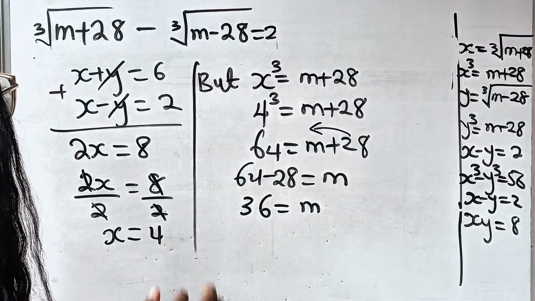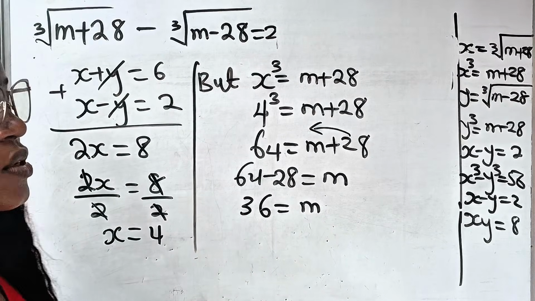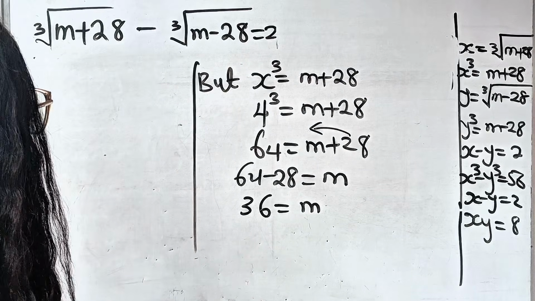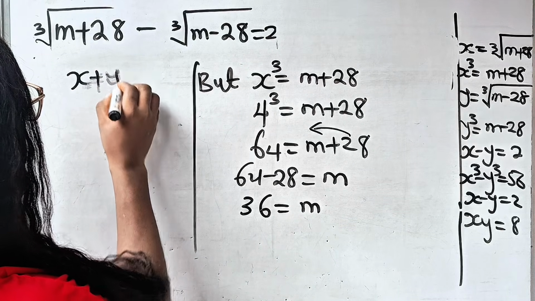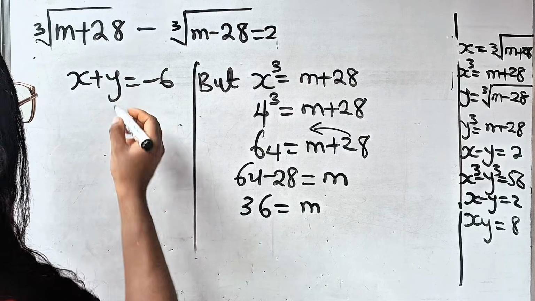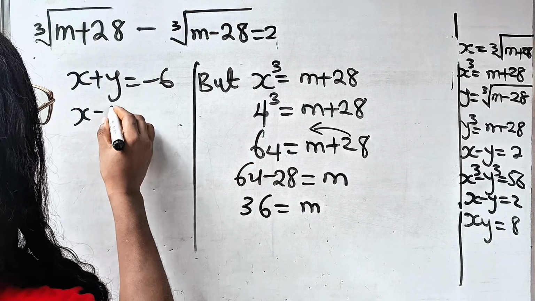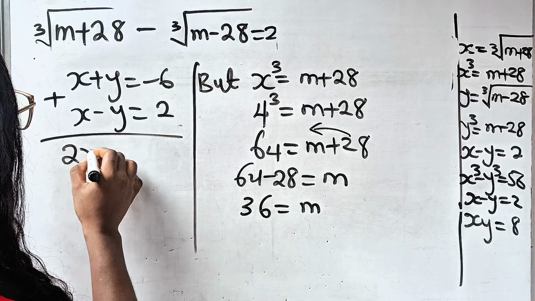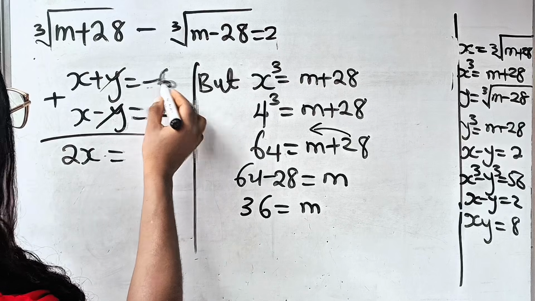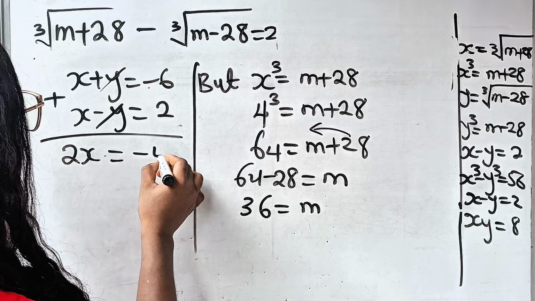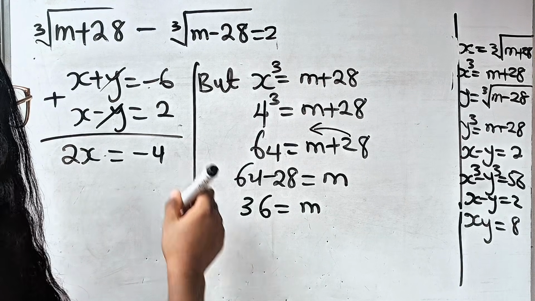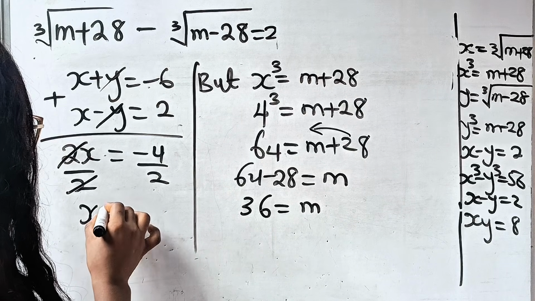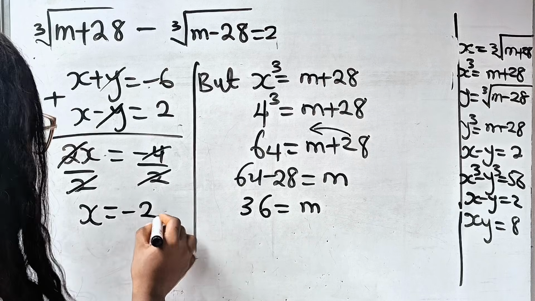Now similarly, when x plus y is negative 6, because we got plus or minus 6, right? So when x plus y is negative 6, then x minus y is 2. We add as well. So we're going to have 2x, this and this will go, is equal to negative 6 plus 2 will give us negative 4, right? So we have divided by 2, divided by 2. We are going to have x to be equal to negative 2.